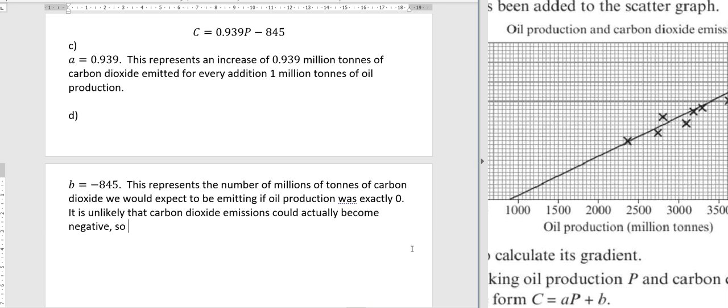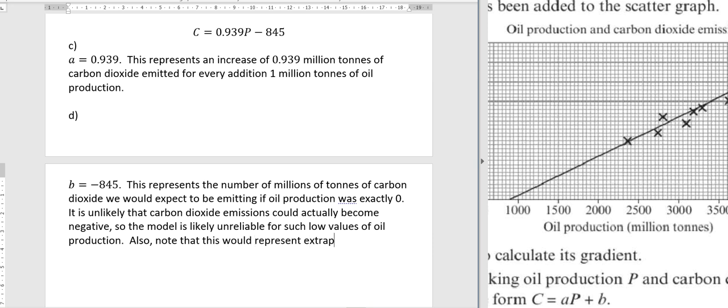So the model is likely unreliable for such low values of oil production. Also, note that this would represent extrapolation from the known data. Anytime we're extrapolating, we know that to be dodgy ground. It's one of the most useful things you can do with data, but it's also one of the least reliable things you can do because we just don't know. Beyond the information we have, we cannot say what will come next.